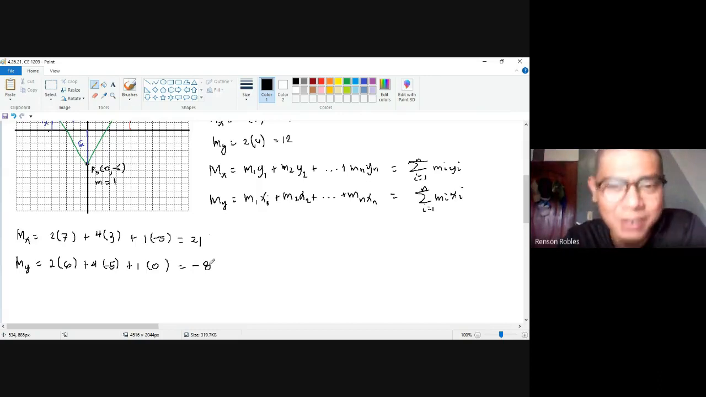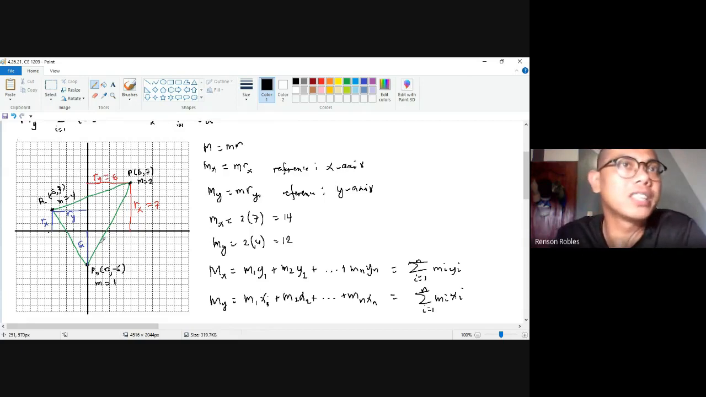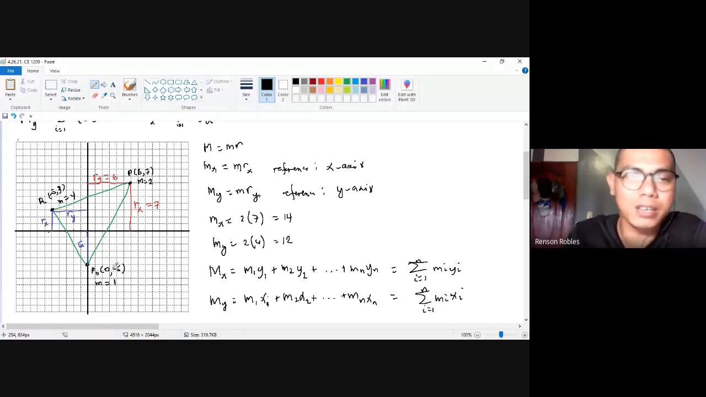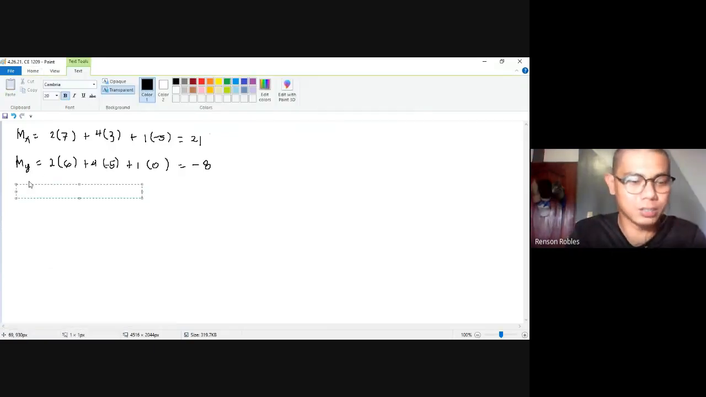Okay. Now, let's go back to the figure. Since we now have a system of n particles, this time it's a system of 3 particles, and with masses equal to 2, 4, and 1. So, on this system, there is a point wherein the masses will be concentrated. Okay, one more. There is a point on the system wherein the masses will be concentrated, and that is what you call centroid. Now, I'll write it here. That is what we call centroid.